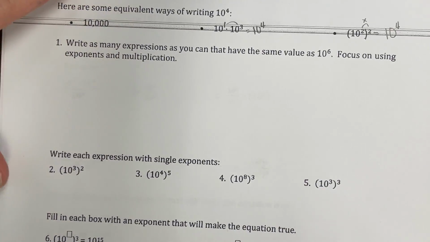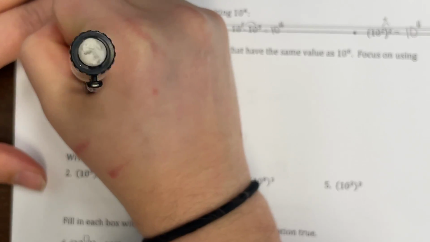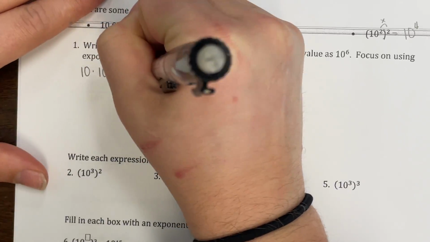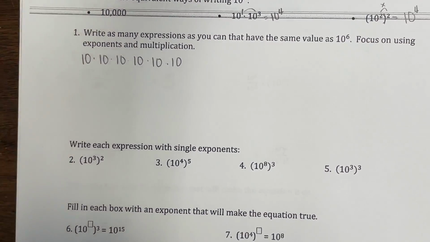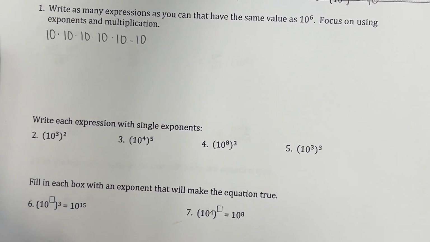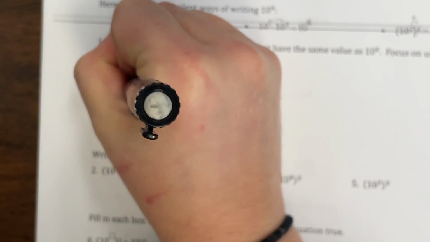There are going to be many different answers for this. You could initially write it out in expanded form, so you can write 6 tens. You can also write what that is on the calculator. If I calculate 10 raised to the 6th power, I would have this with 6 zeros.